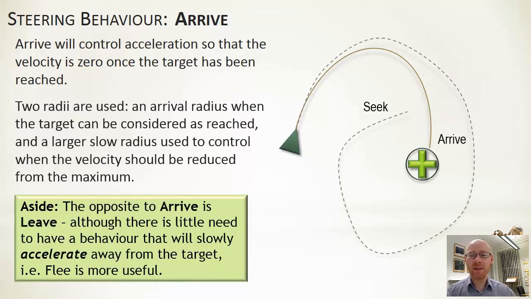There is a defined opposite to arrive called leave. Generally, it isn't used much in games. Quite often you don't want to slowly accelerate away from a particular target position, the emphasis being on slowly accelerate. Even if you try to quickly accelerate away, your velocity will start from a low value and then increase as you go up. So flee is generally what you use if you want the opposite of arrive.